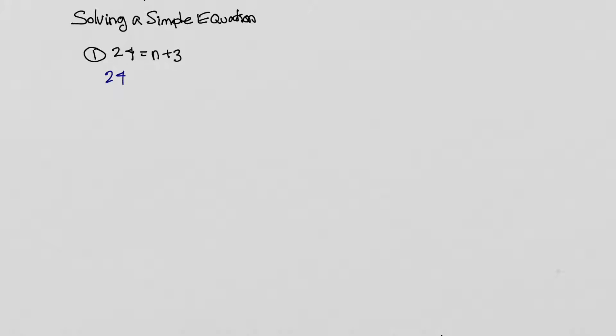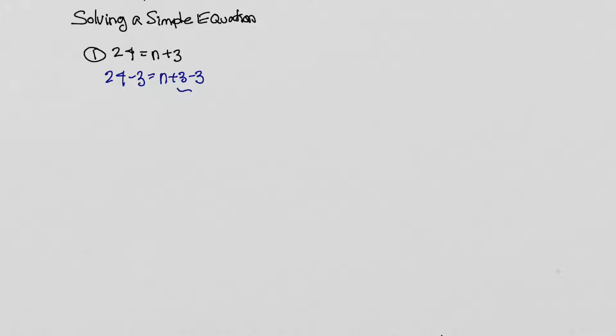So let's do this. Take 24 minus 3 equals n plus 3 minus 3. In this first problem, I'm going to do every single step so that it's technically correct, but then we'll skip some of these steps in the next problems.